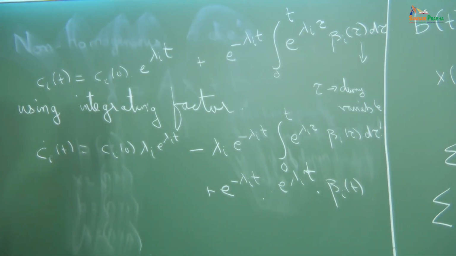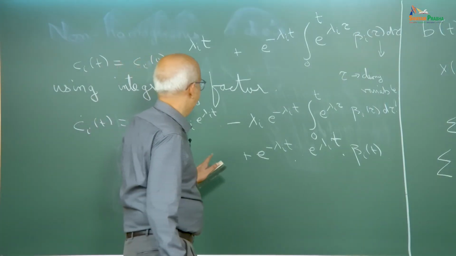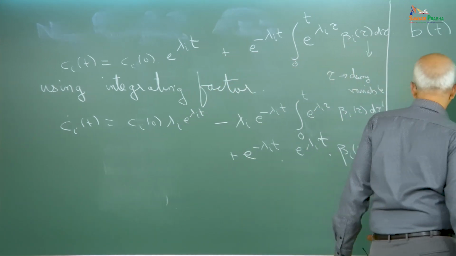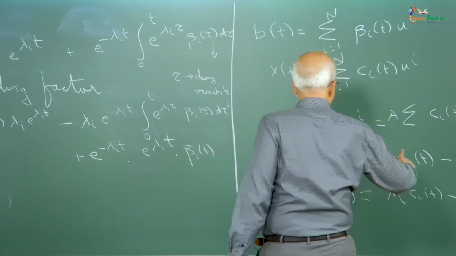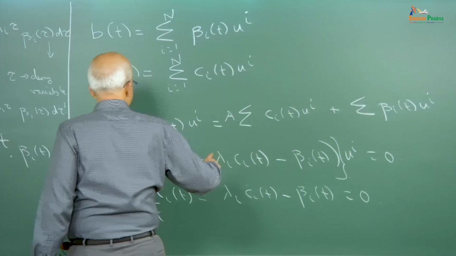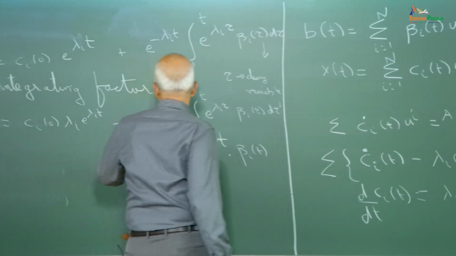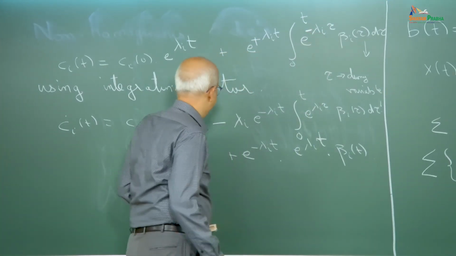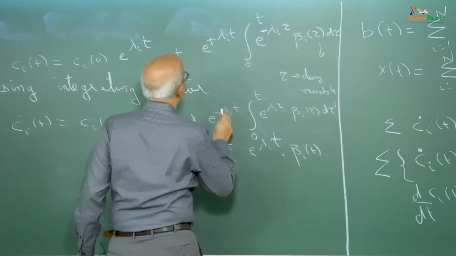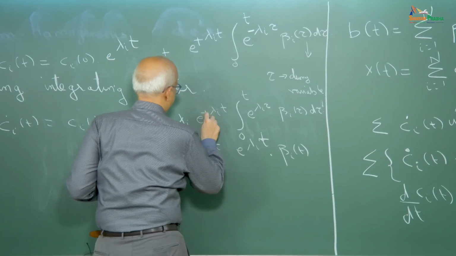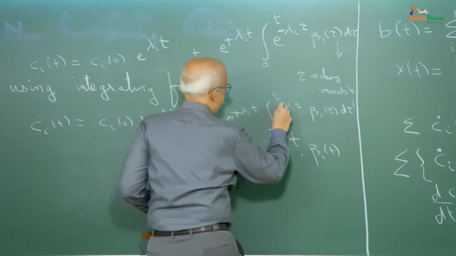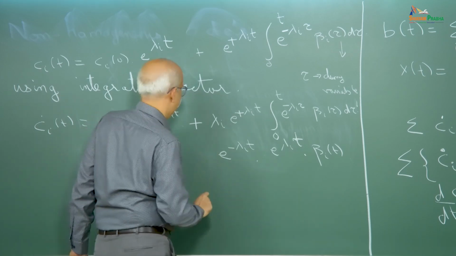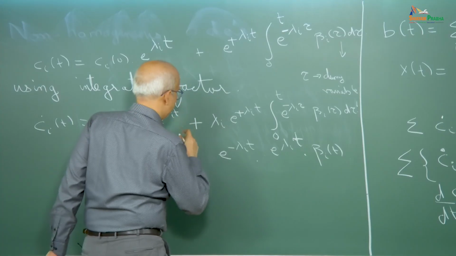So, I have just differentiated this to see if I am getting Ci of t. If I take e power, clearly this has to be plus Ci of 0 will be lambda I Ci. So this will be plus and this will be minus. Then I get plus here, I get plus here, I get minus here, and I get plus here.